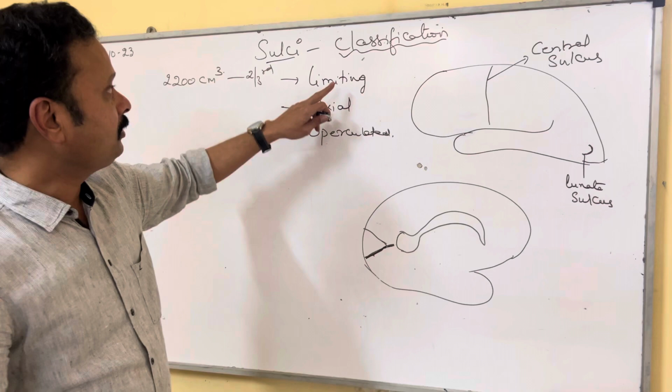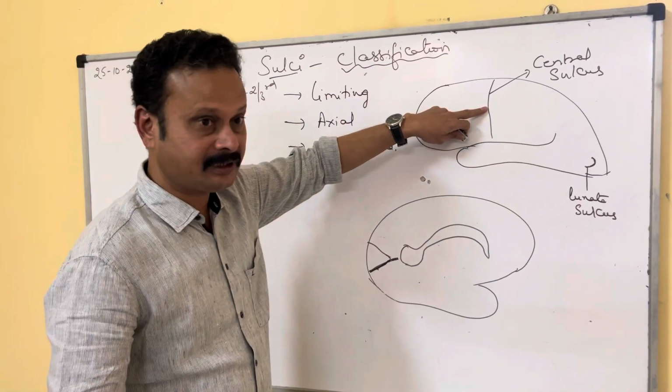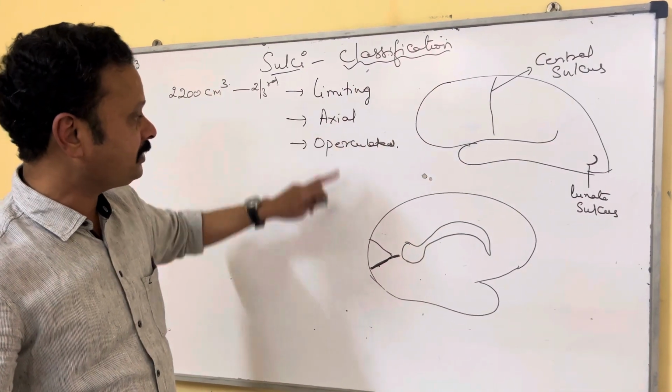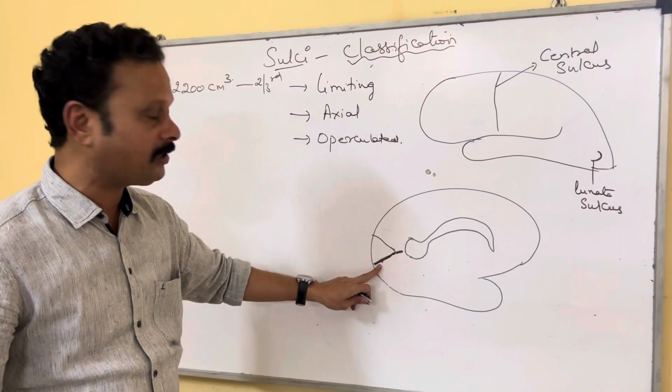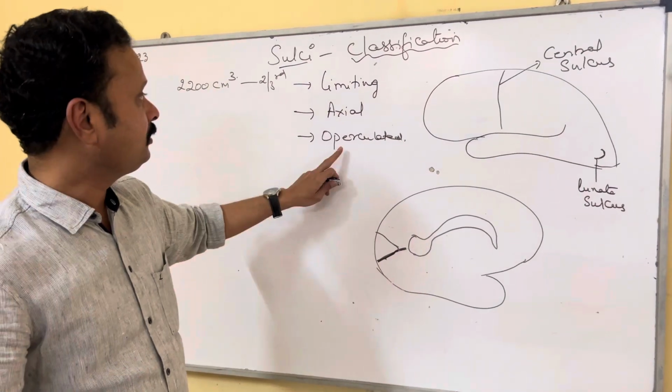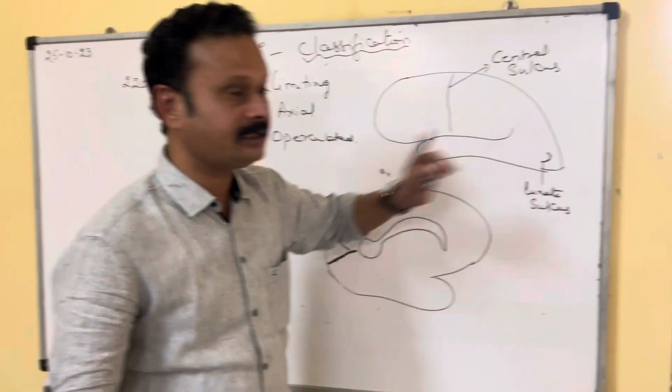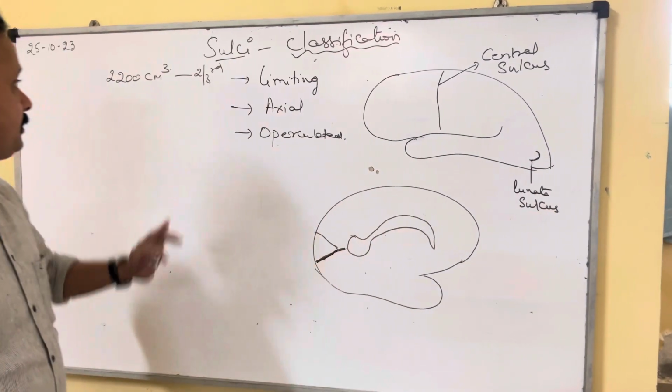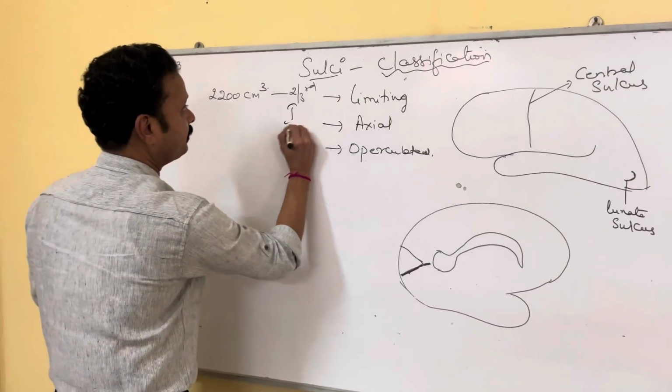I repeat, for the limiting sulcus, the example is the central sulcus. For the axial sulcus, the example is the posterior part of the calcarine sulcus. For the operculated sulcus, it is the lunate sulcus. This is one type of classification.